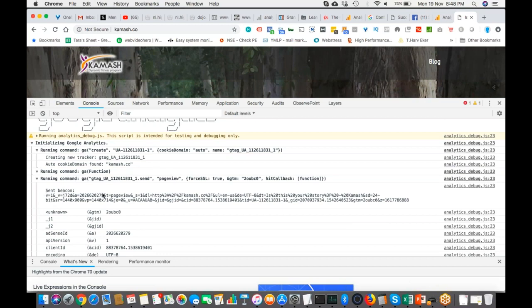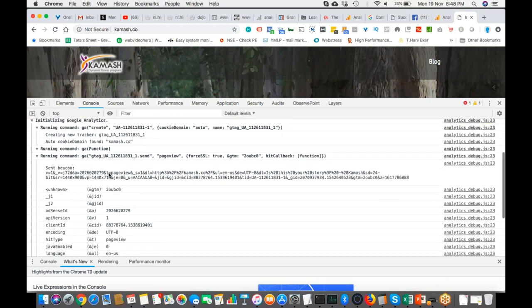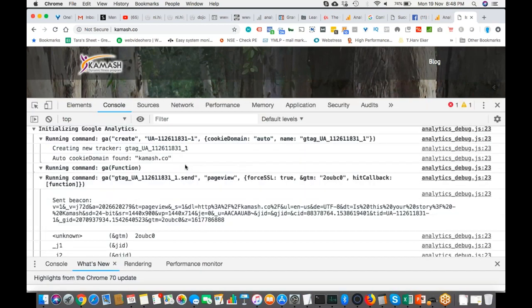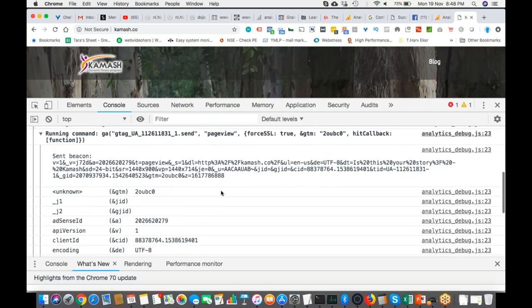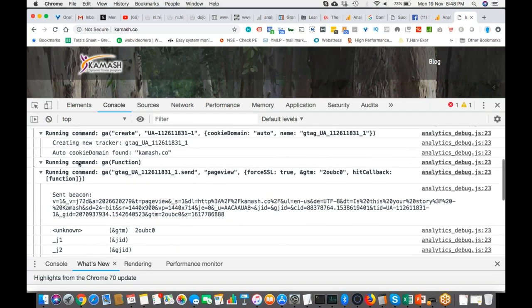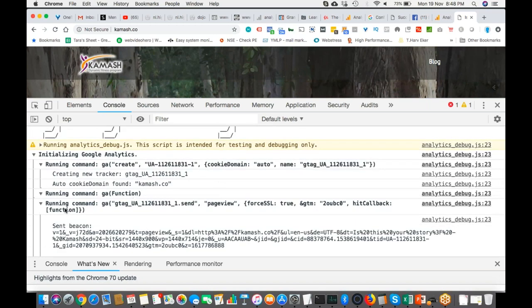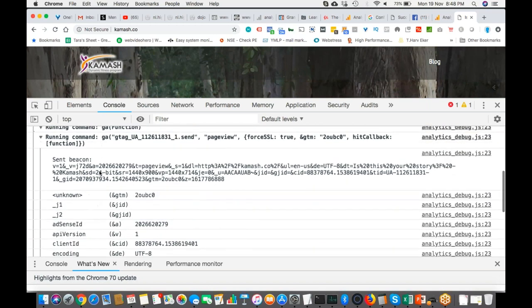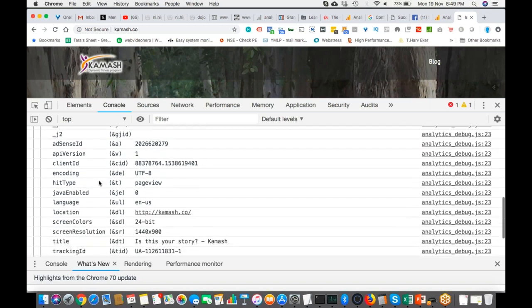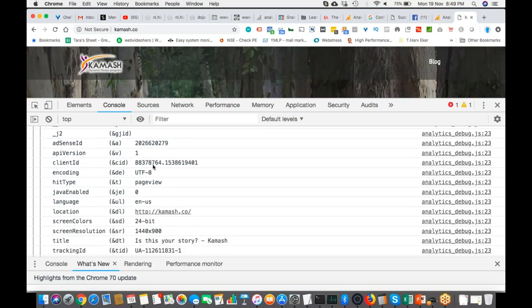This is the tracking beacon, but this looks really cryptic, so there is a breakup. I'm zooming in so that you can read it clearly. This is what it's saying: this is the tracking beacon, and it's running this command, and then it has sent this information. What information? Your client ID. This is the ID. I'm sure everyone remembers how Google Analytics identifies you as a unique user.